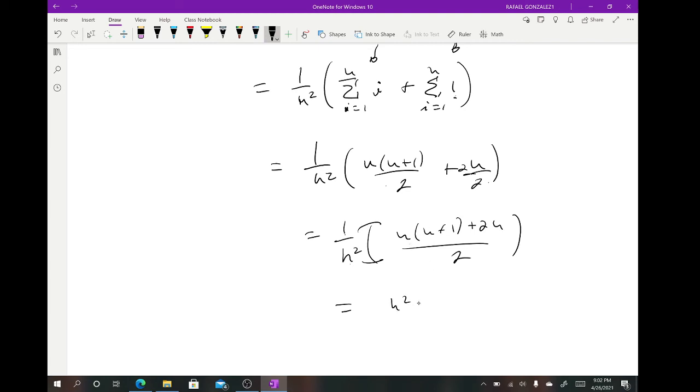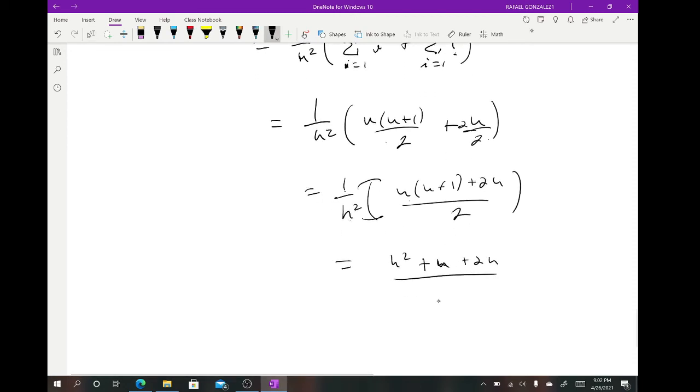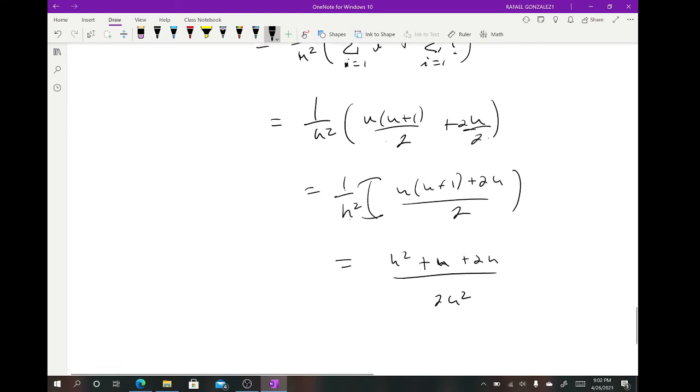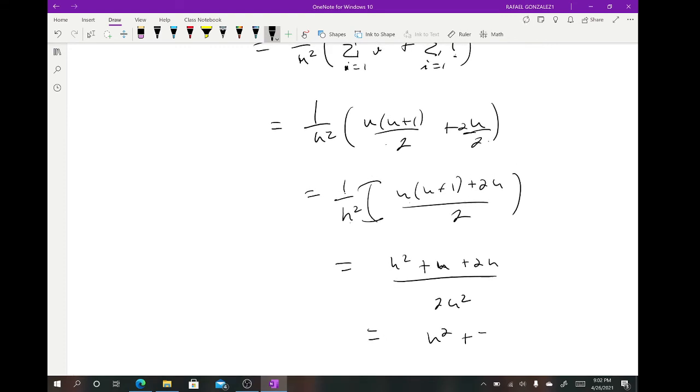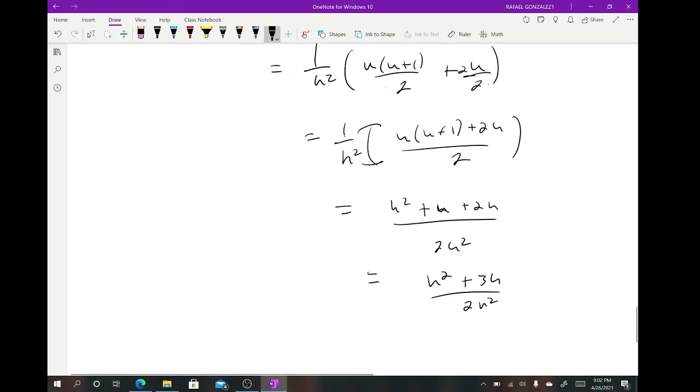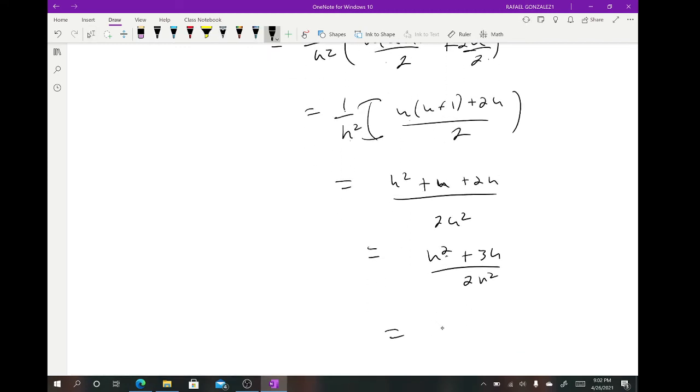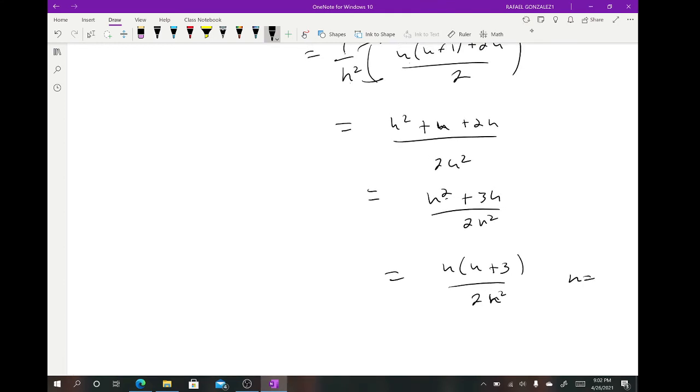So it's going to be n squared plus n plus 2n divided by 2n squared. So this is equal to n squared plus 3n divided by 2n squared. Notice that if you factor out an n from the top, you have n times n plus 3 divided by 2n squared. And so long as n is not equal to 0, you could cancel these. So you get n plus 3 divided by 2n. Because we had two of them in the denominator, we cancel one of them with the one on the outside. So you get n plus 3 divided by 2n.